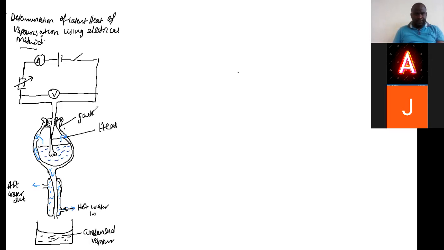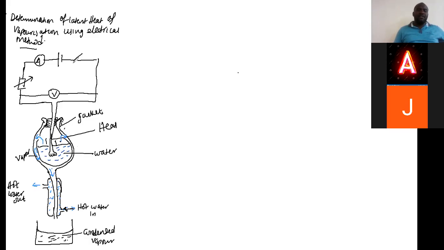This is a jacket. This is your vapor. This is water we are boiling. As you boil this water, it produces steam. So the steam it produces is the one that passes through these openings, then runs down this way to come and meet this junction.